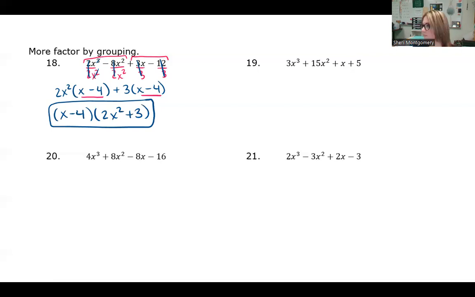Does it matter which order you put it in? No. Any questions over the first one? That's it.